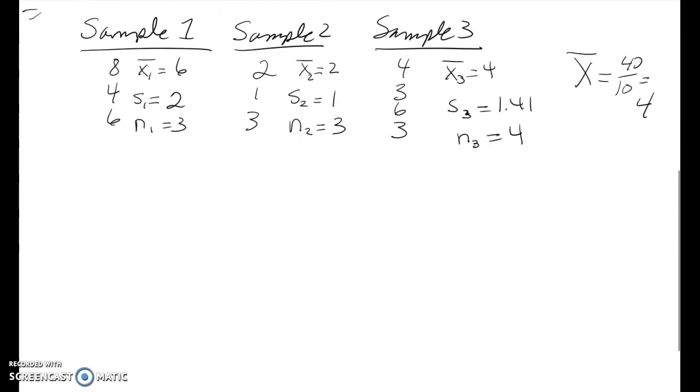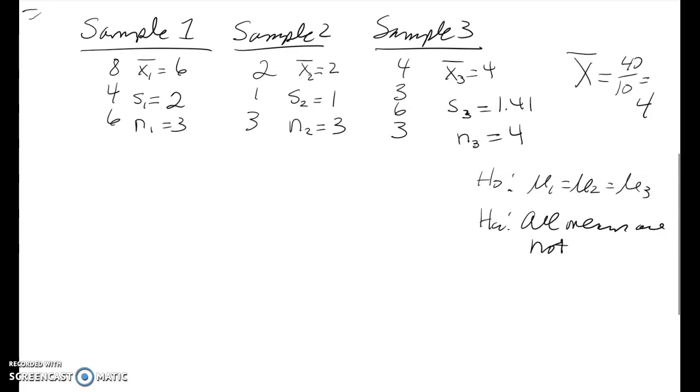Anytime you're doing an analysis of variance, your null hypothesis is always mu1 equals mu2 equals mu3. Your alternative, you have to write the sentence, all means are not equal. It is not enough to go mu1 not equal mu2 not equal mu3, because that would be incorrect. You have to write they're all not equal.